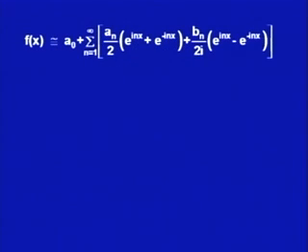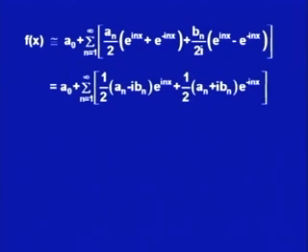So, we are getting this series. Now, this is the correct one. a naught plus summation n running from 1 to infinity a n upon 2 times e to the power i n x plus e to the power minus i n x, plus b n upon 2i times e to the power i n x minus e to the power minus i n x. Do a little bit of simplification. I can write it as 1 upon 2 times a n minus i b n times e to the power i n x plus half times a n plus i b n times e to the power minus i n x.